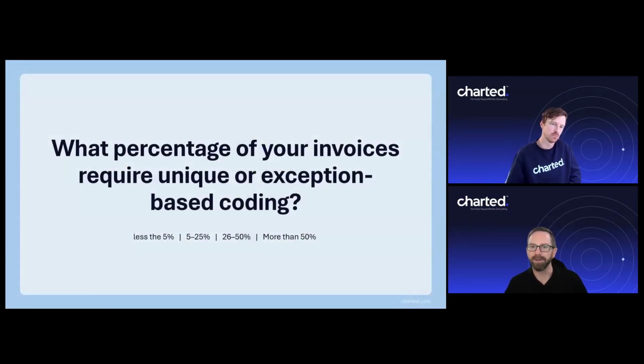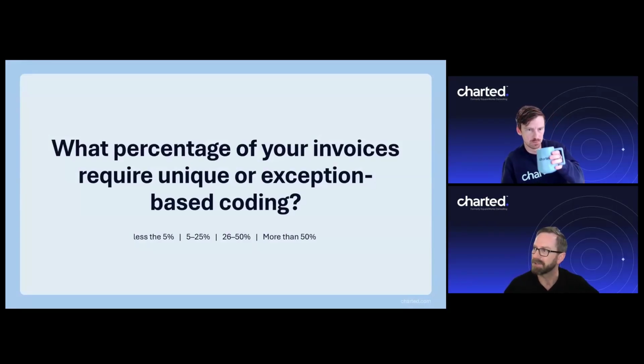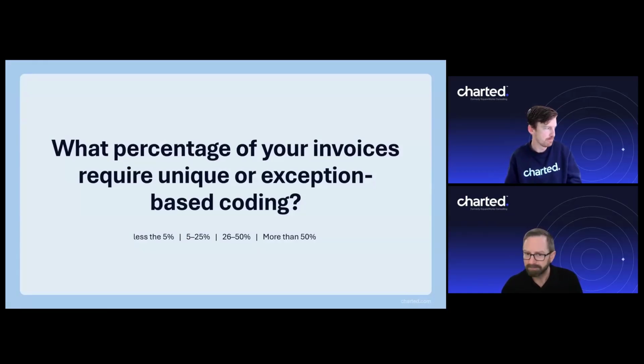What about other scenarios? It's very likely that you have invoices that do require some unique or exception-based coding. So how often does that come up where you have that kind of unique instance where you need to have the AI extractor do something different? Looking again, less than 5% of the time, up to 25%, up to 50%, or pretty frequently you have these exception-based coding examples.